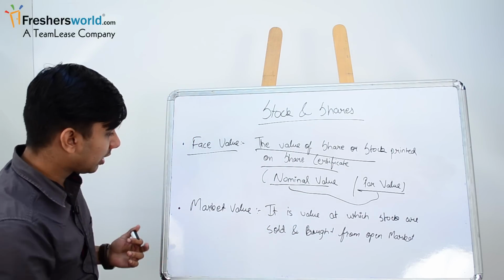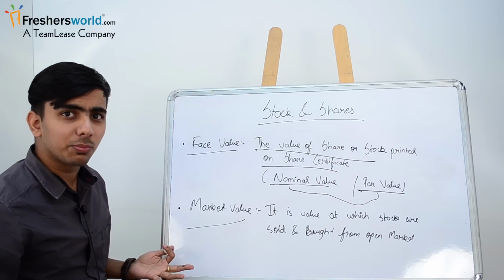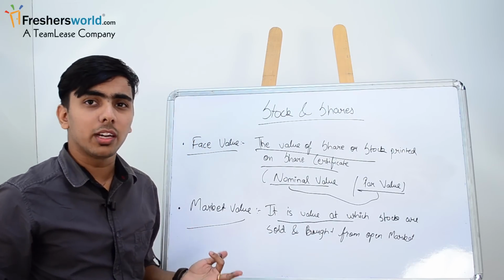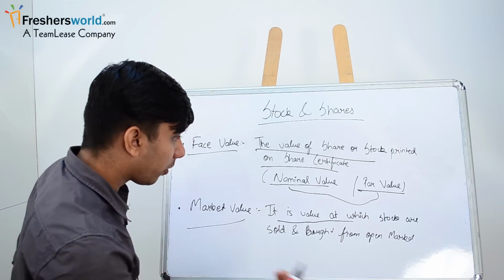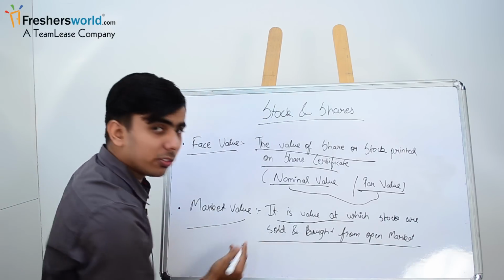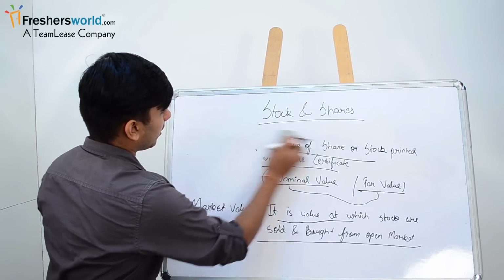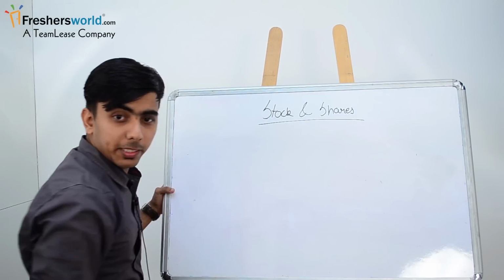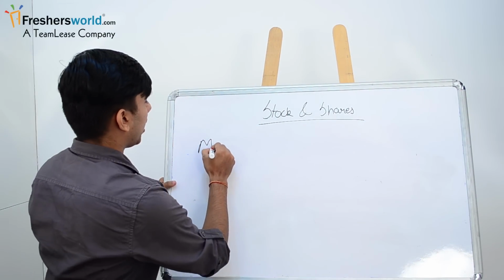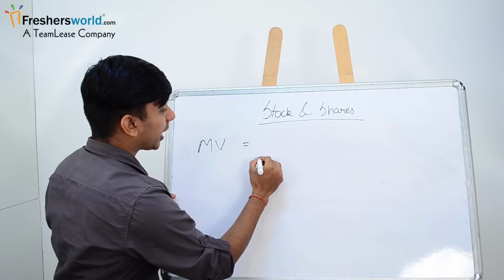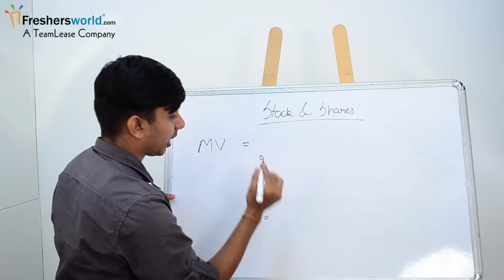Now the second thing is market value. What is market value? It is the value at which stock is sold and bought in the open market. In market value there are three types, which I'll show you now. So please pay attention here. Market value, I will denote it as MV. So there are three types of market value.